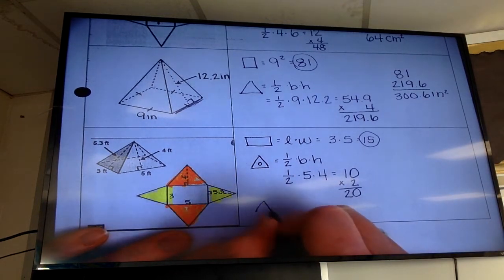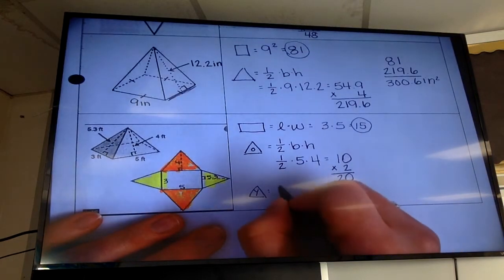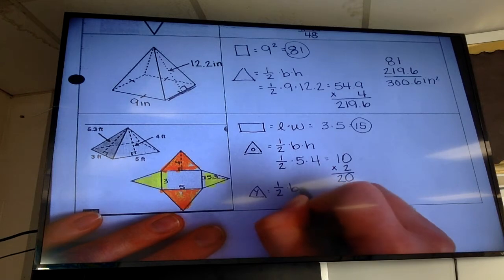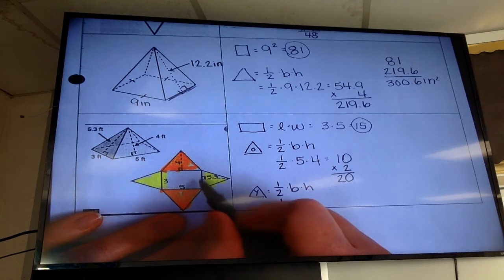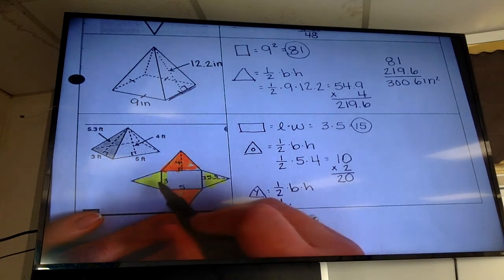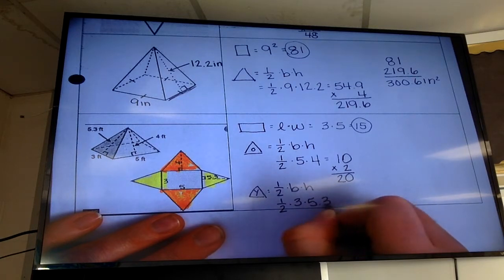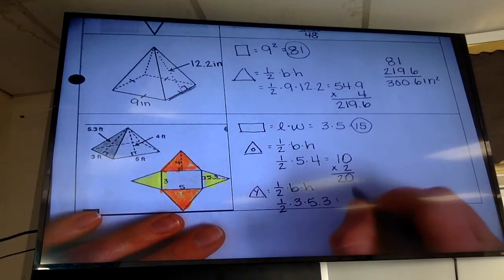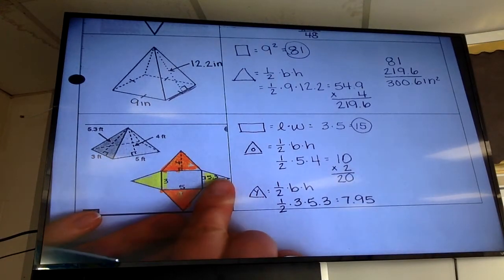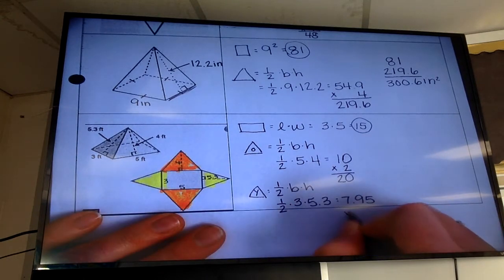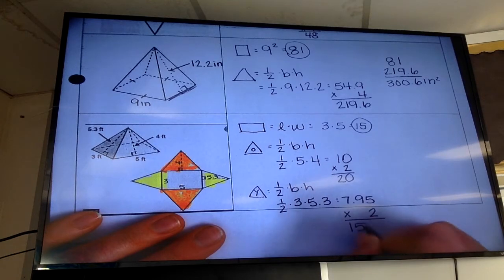Okay, and now I'm going to do it again. So triangle, I'm going to put Y for the yellow ones. So again, I'm going to use my triangle formula, and I'm going to fill in what I know. So here's my 90-degree angle, so I need to know this base. And again, opposite sides are congruent, so I know it's 3, times my height is 5.3. Come up with 7 and 95/100ths for just one yellow triangle. But I don't have one yellow triangle, I have 2 yellow triangles. So I'm going to multiply that number by 2. And I get 15 and 9/10.